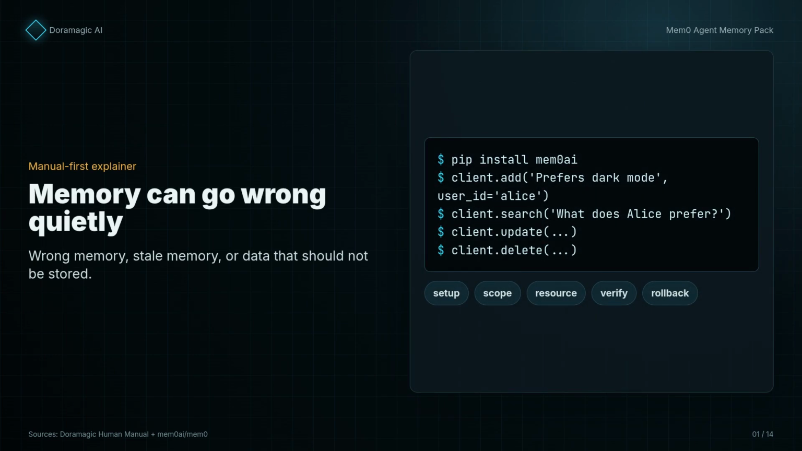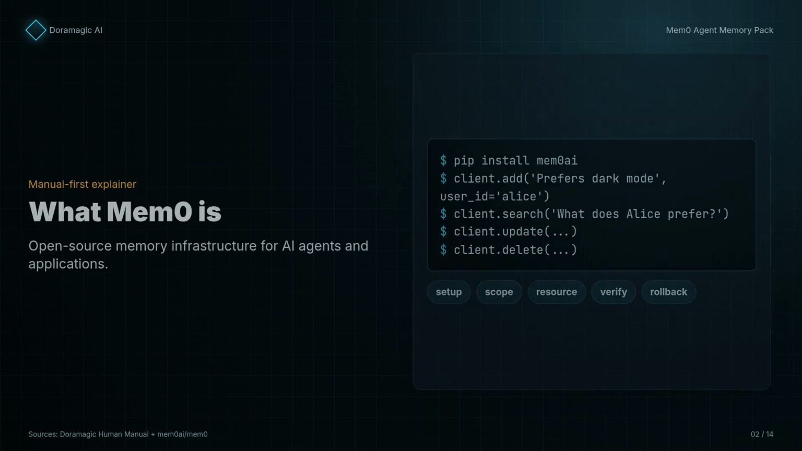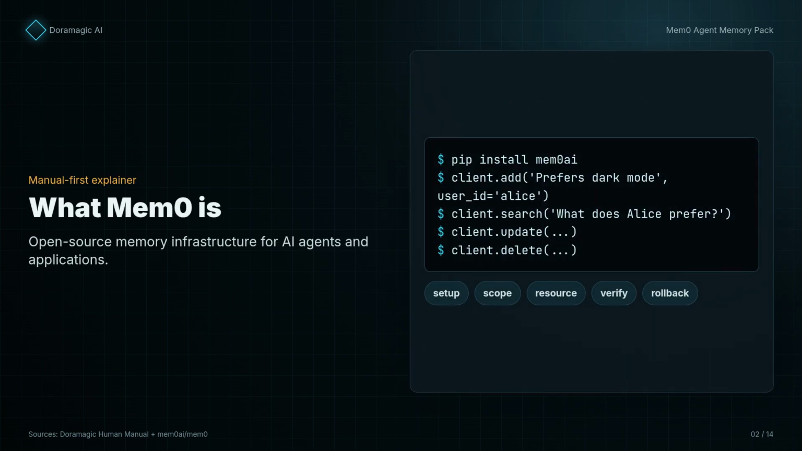AI memory sounds helpful until your agent remembers the wrong thing, forgets the important thing, or stores something it should never have kept. Today we are looking at Mem0 through the Doramagic Manual. Mem0 is an open-source memory infrastructure for AI agents and applications. Its job is to store, retrieve, update, and delete memories across conversations and sessions, so an AI system can keep useful context without stuffing everything into the prompt.